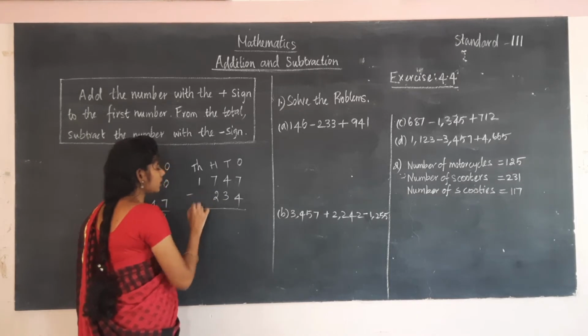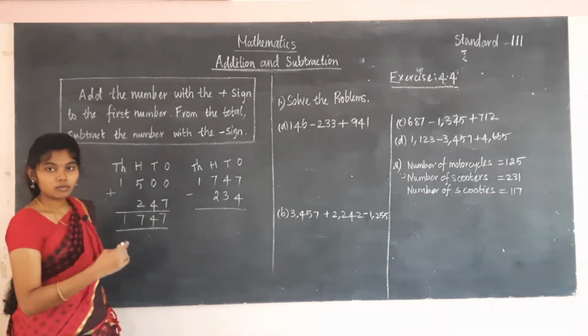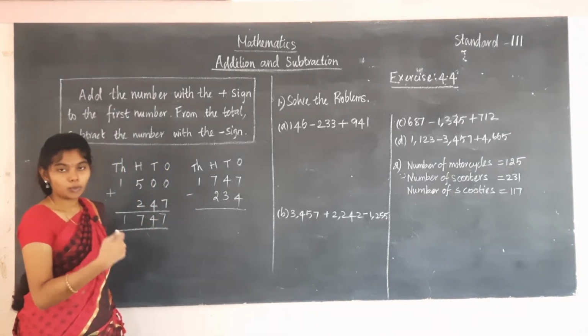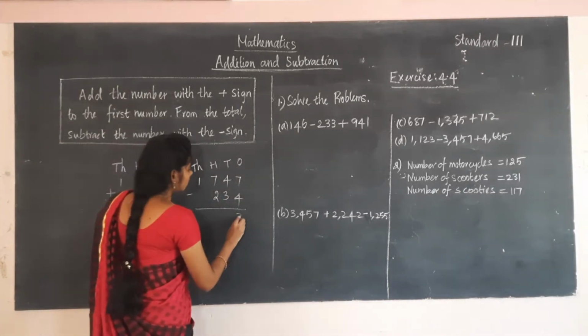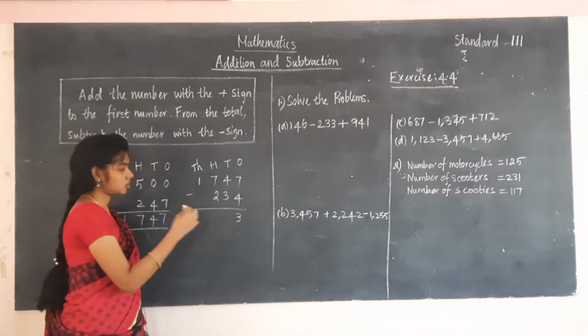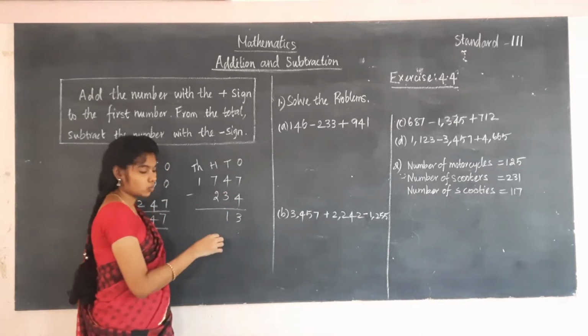So now we are going to subtract these two numbers. Then we will get the number of unbroken ones. So here 7 minus 4 is 3. Then 4 minus 3 is 1.